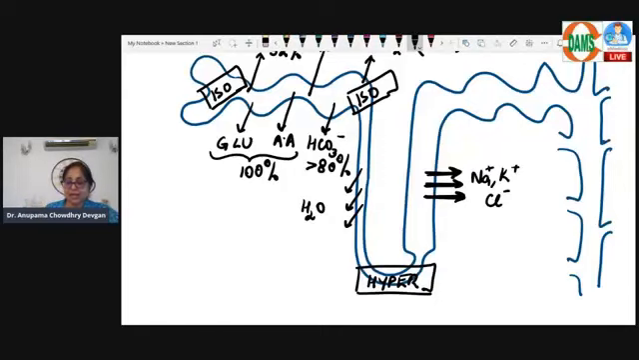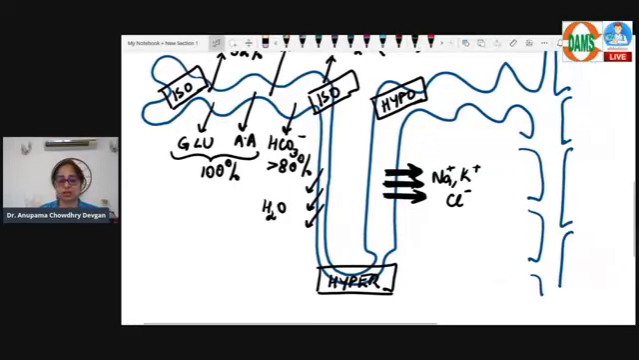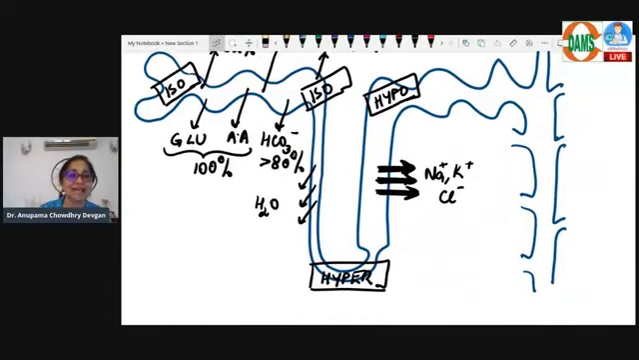But please remember, the absorption of solutes in the thick ascending limb is more than the absorption of water. So what will happen to the tubular fluid at the end of loop of Henle? This will now become hypotonic. Why hypotonic? Because the absorption of solutes in the thick ascending limb is more than the absorption of water. I've depicted this by making thicker arrows, showing absorption of sodium, potassium, chloride is much more than the absorption of water. So fluid at the end of loop of Henle will become hypotonic, dilute.